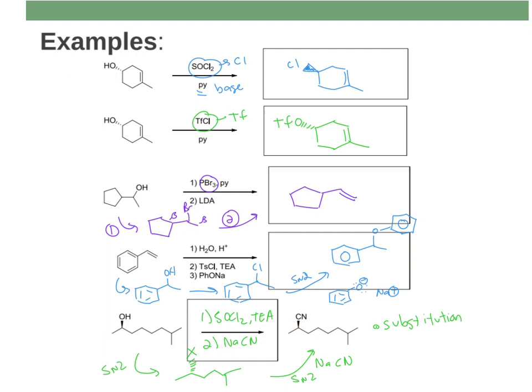So y'all want to be a little mindful of the stereochemistry business, right? The halogens, those are SN2s, so they tend to invert. The triflate, tosylate groups, they retain the stereochemistry. So just keep that in mind too.